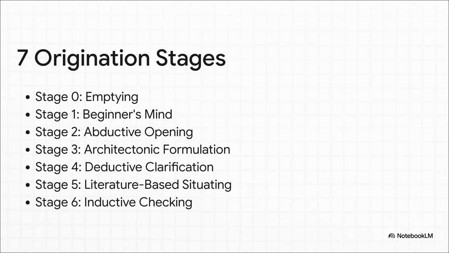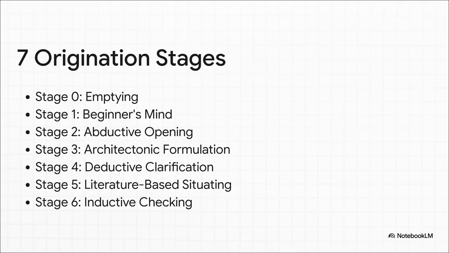So, if we don't start with the literature, where do we start? Well, this 7-stage sequence maps out how great ideas actually travel from an emptied mind into structured reality. You literally start at stage 0 and 1, emptying your mind and loosening your expert commitments to achieve a beginner's mind. That openness allows for stage 2, the abductive opening, that lateral aha moment. Then you structure and test the logic in stages 3 and 4.